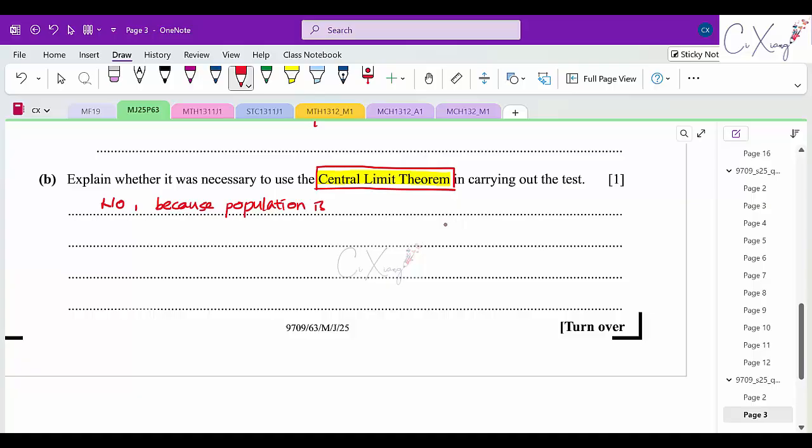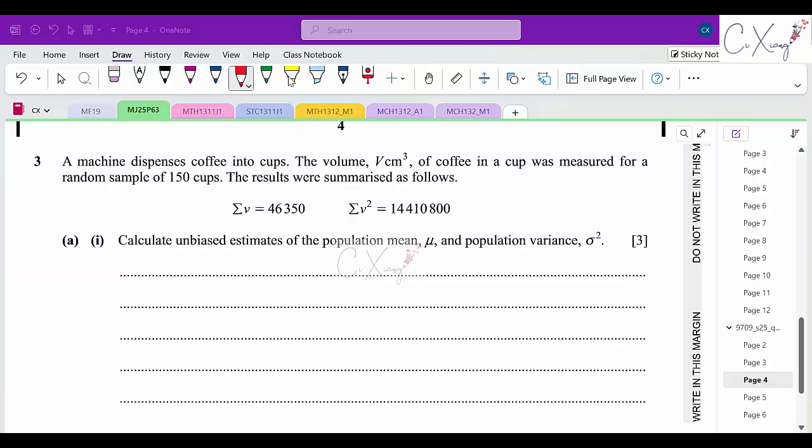Since the population is already normally distributed, right? Automatically, we know that the sample mean will also be normally distributed. If it is not known whether the population is normal or not, then we have to use the central limit theorem, which states that the sampling distribution is normally distributed. Okay, so for this case, we are not using the central limit theorem because we know that the population is normal. Therefore, automatically the sample mean will be normal as well. All right, this is how we solve this question.